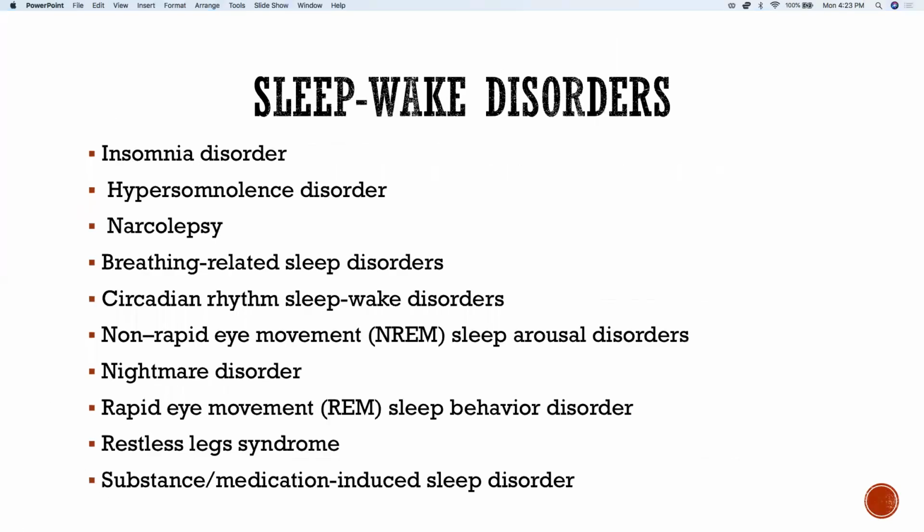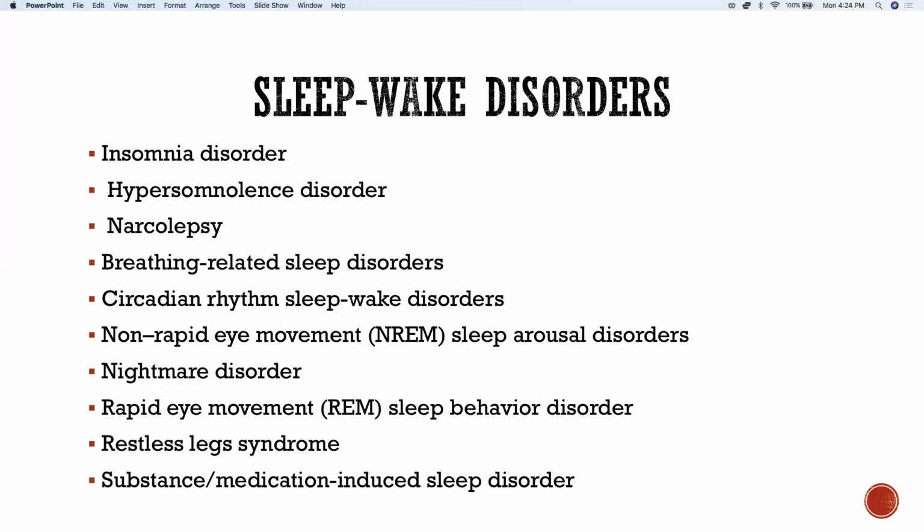So now we're going to move on to sleep wake disorders, and that encompasses 10 disorders in this group. Those are insomnia disorder, hypersomnolence disorder, narcolepsy, breathing related sleep disorders, circadian rhythm sleep wake disorders, non rapid eye movement sleep arousal disorders, nightmare disorder, rapid eye movement sleep behavior disorder, restless legs syndrome, and substance or medication induced sleep disorder.